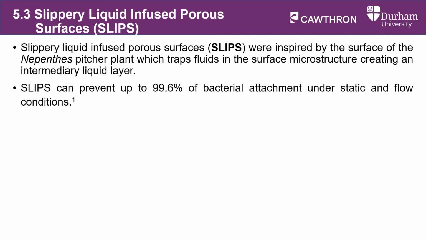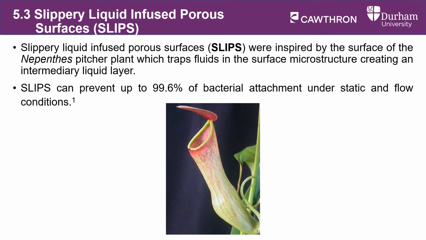The pitcher plant, shown here, has also inspired the production of antifouling surfaces. The inner walls of this plant trap a layer of fluid within the surface microstructure, creating an intermediary liquid layer that reduces adhesion between objects and the surface. For the plant, this means that insects that wander into the inner section slip down the walls and cannot escape. They are then digested.